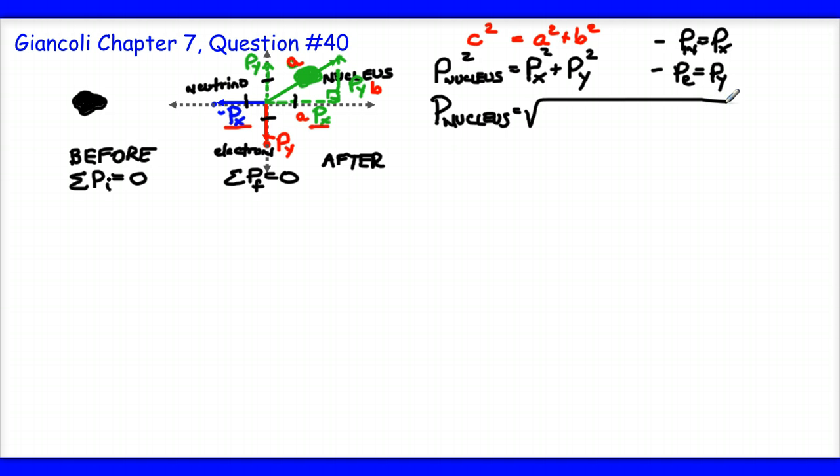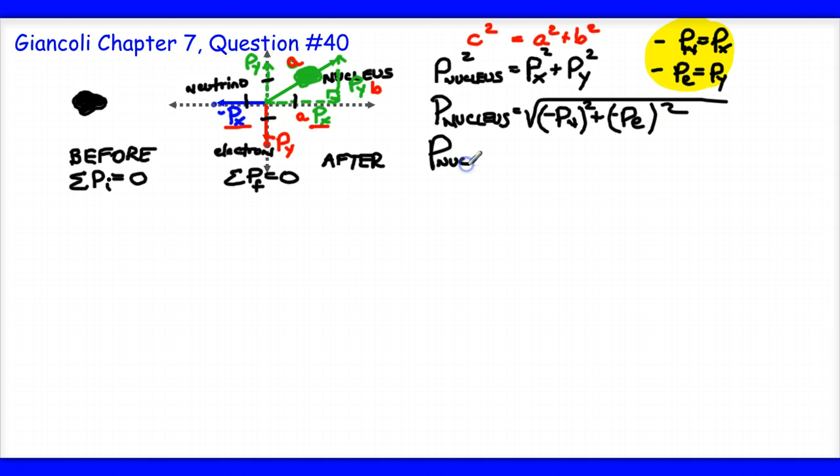But rather than put in things I don't know, let's use these relationships over here and substitute those in. So now I get the momentum of the nucleus. If I wanted to be technical, I could put that negative sign in here, but it's going to be squared, so it just cancels out. For now, I'll just put in the momentum of the neutrino squared, plus the momentum of the electron, and I need to remember to square that as well.